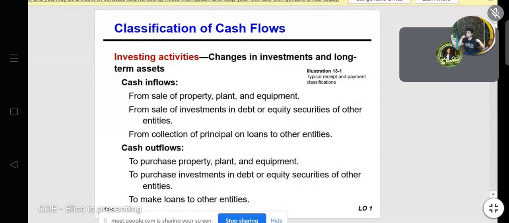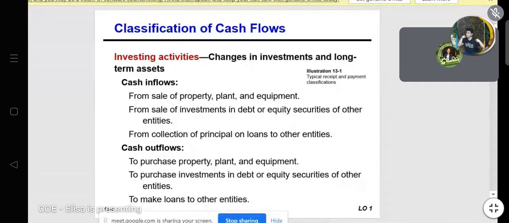So what are investing activities? Atong i-classify na siya. What are investing activities? So these are amounts that you will see in the changes in investment and long-term assets. Makita nato ni later on. So these are cash inflows from sale of property, plant, and equipment.